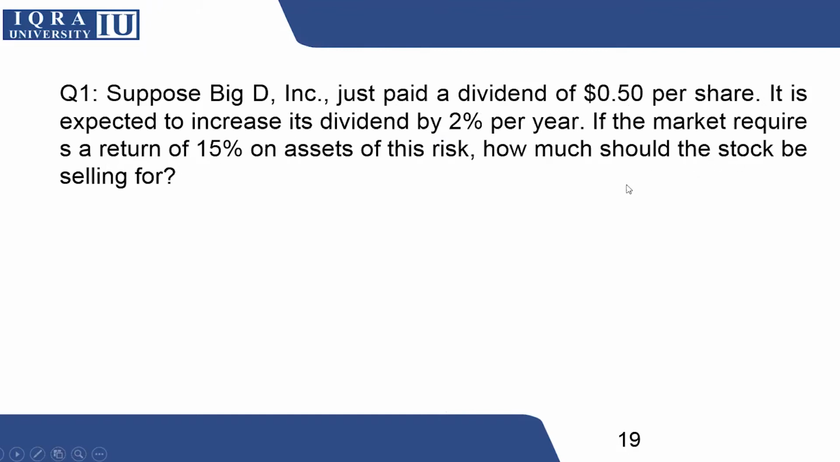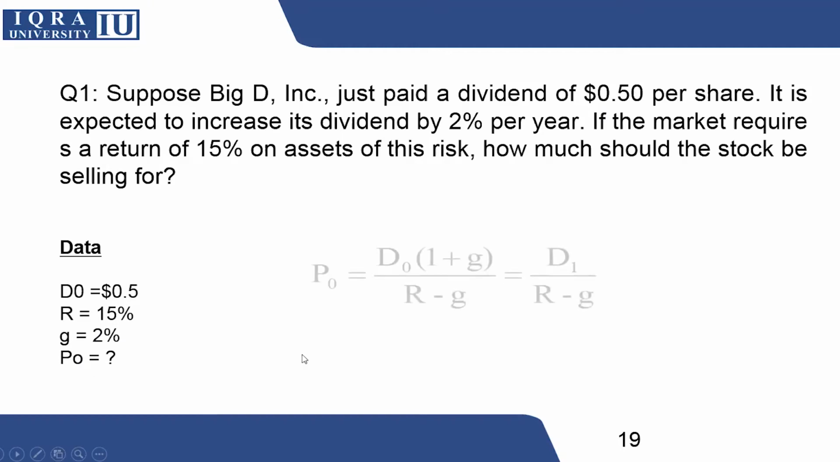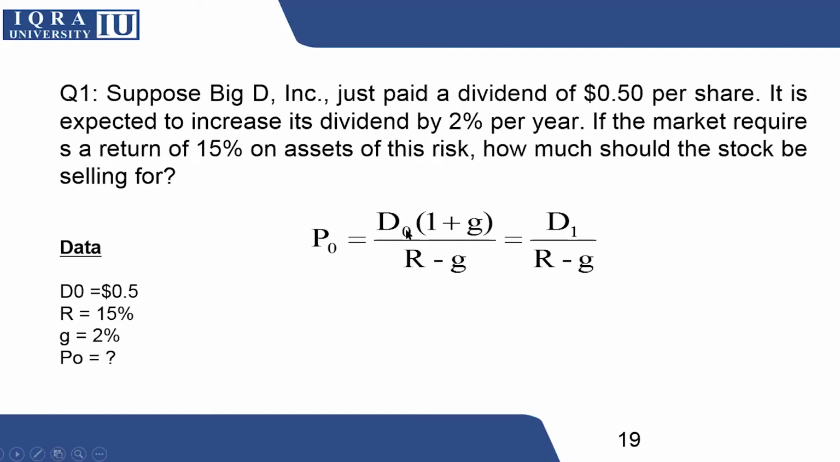The only thing which is changing from the previous question is that earlier the dividend given was related to year one, but now the dividend given is of the current year, which is already paid by the company. So this is the data given in the question. D0 is 0.5, R is 15%, growth is 2%, and we are interested in calculating P0. We will use the same constant growth formula, but we will take care right now.